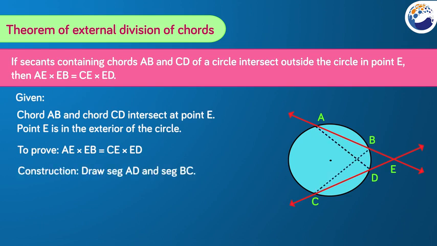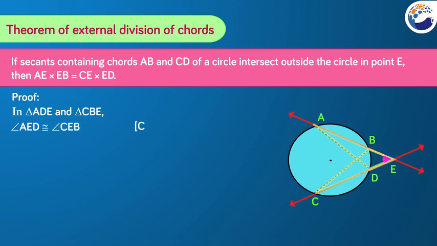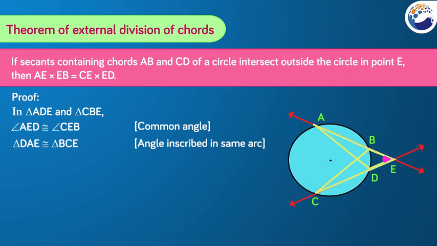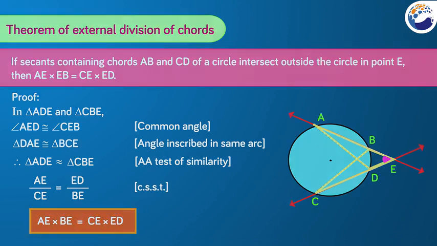Construction: draw segment AD and segment BC. Proof: in triangle ADE and triangle CBE, angle AED is congruent to angle CEB, common angle. Angle DAE is congruent to angle BCE, angles inscribed in the same arc. Therefore, triangle ADE is similar to triangle CBE by the angle-angle test of similarity. AE upon CE is equal to ED upon BE, corresponding sides of similar triangles. Therefore, AE into BE is equal to CE into ED.